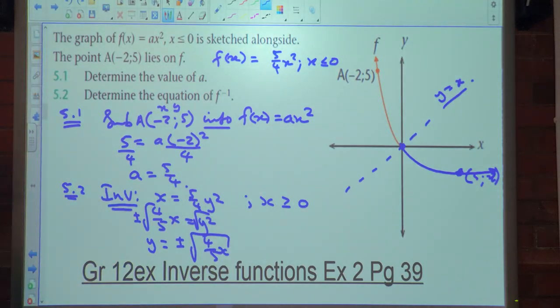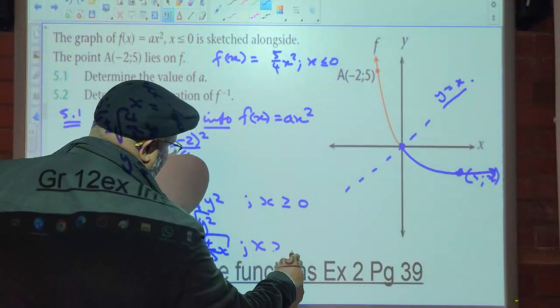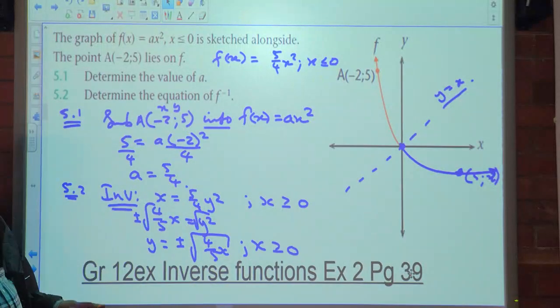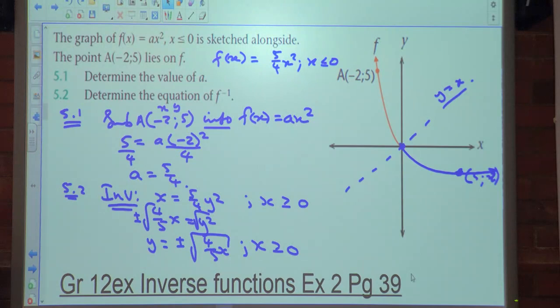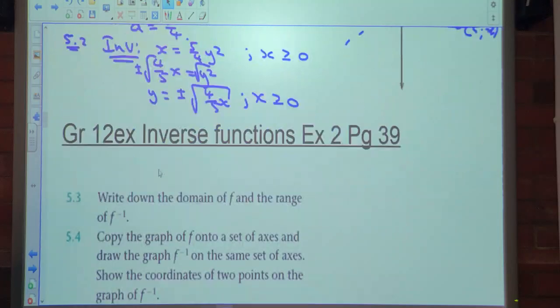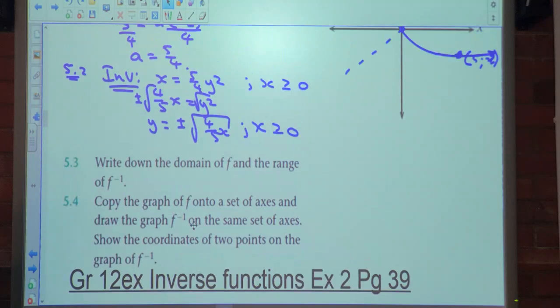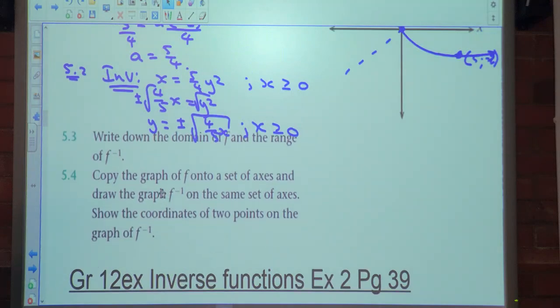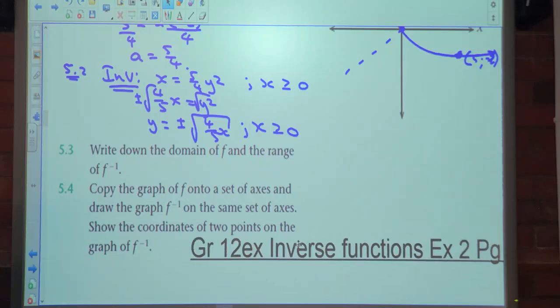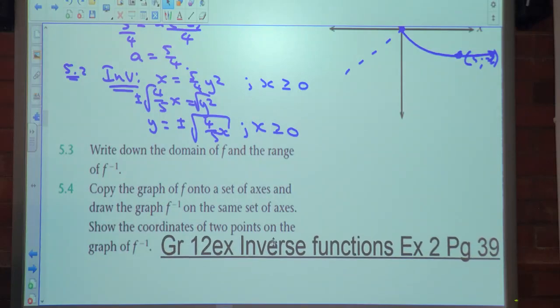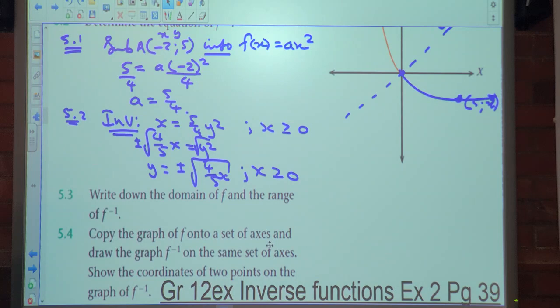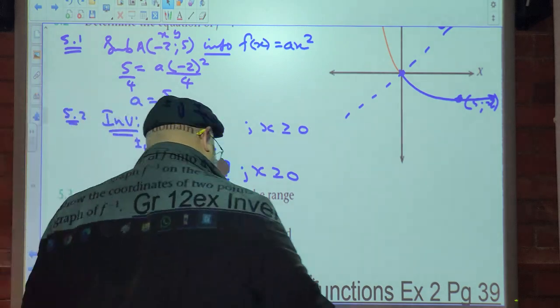Okay, where x is also greater than or equal to 0. Okay. Any confusion there? No? 5.3. 5.3 says write down the domain and the range of the inverse function. Write down the domain and the range of the inverse function.